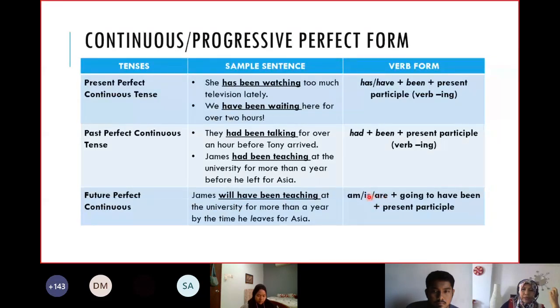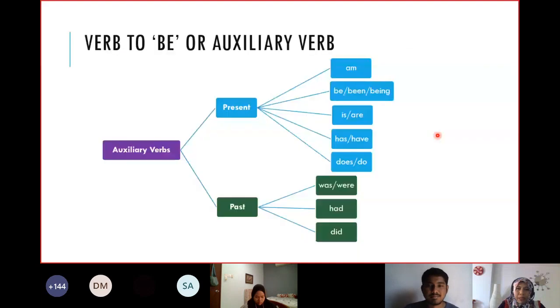So either going to have, I'm sorry, this is an error, typo. This is will. I'll go and correct this. Will plus, or going to plus, have been and then present participle, meaning verb with ing. So all similar pattern. This inshallah will help you to remember better.